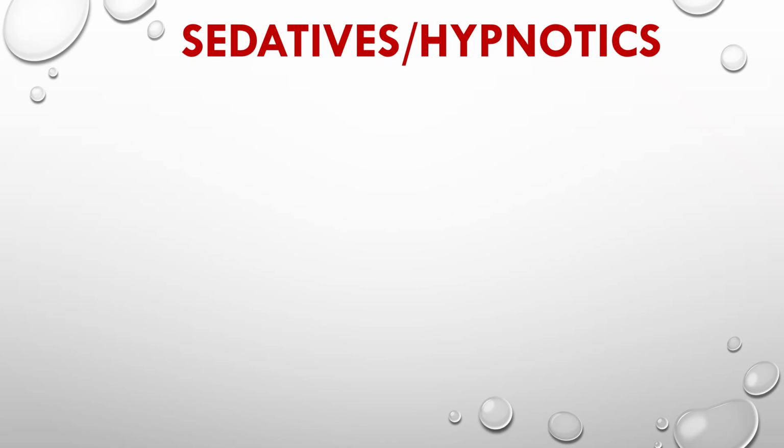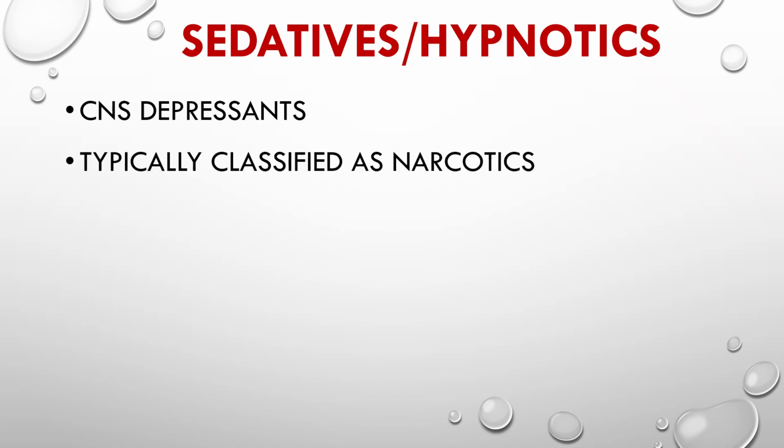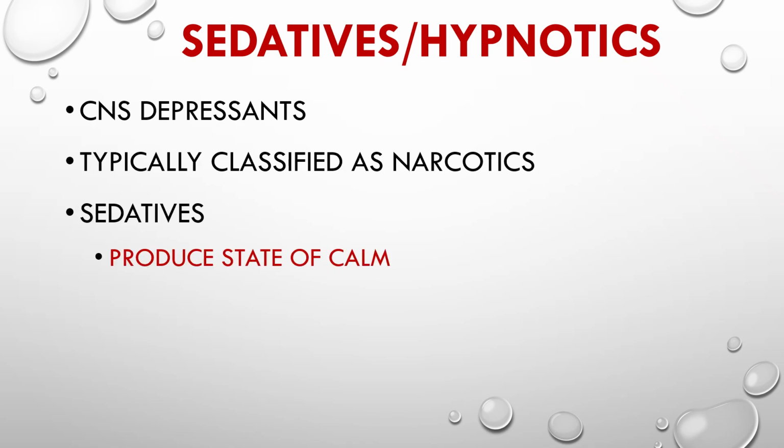So our sedatives and hypnotics, these are going to be both CNS depressants. So we talked about our stimulants already. These are going to turn off or turn down the CNS. So they're typically classified as narcotics as well. So we have narcotic analgesics, but we have some controlled substances here as well. So our sedatives are going to produce a state of calm. So if we're sedated, very calm, very relaxed.